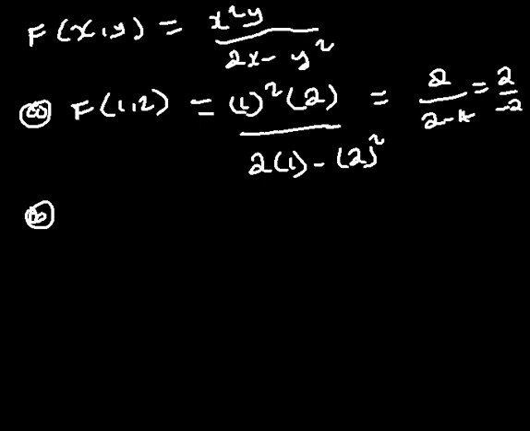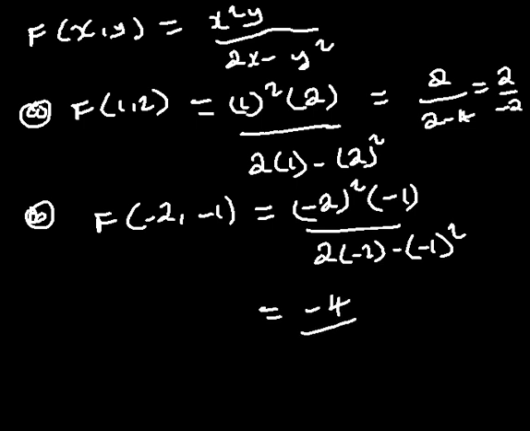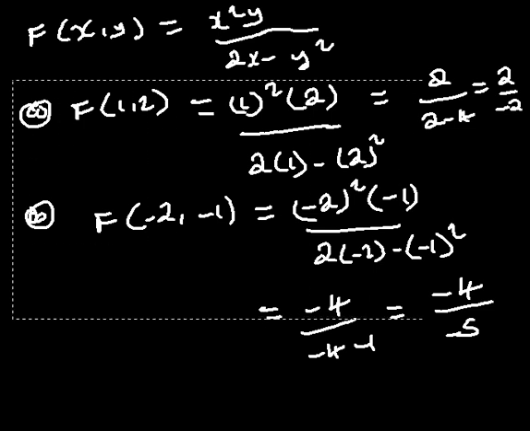How about f of negative 2 comma negative 1? How do you think we should have it? We'll have negative 2 to the power 2 times negative 1, divided by 2 times negative 2 minus negative 1 to the power 2, which is the same as negative 4, divided by negative 4 minus 1. So we have negative 4 divided by negative 5, which is the same as positive 4 over 5. So that's how you can simplify or evaluate that one.